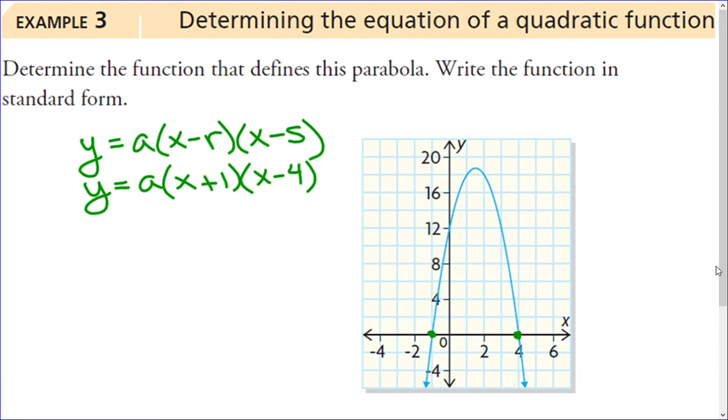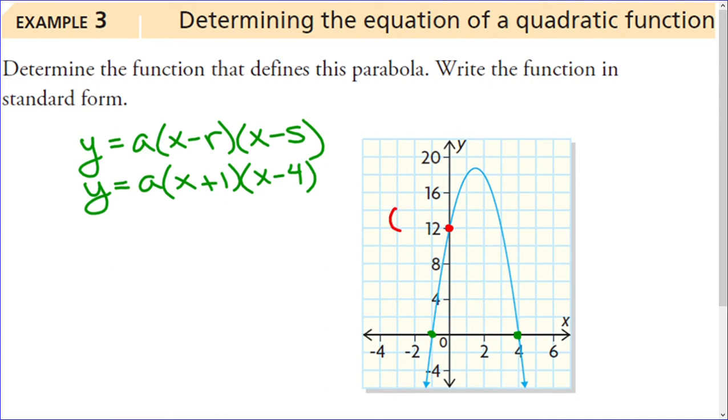Now from here, how do I find a? Because if I can find a, then I can solve the whole thing, right? I can make an equation out of this. And so in order to solve for a, I just need one other point on the graph that I can use, and then I can substitute it in, and we can solve an equation for this thing. So my value is right there. That's the one that I can see right away. That seems like it's pretty easy to use.